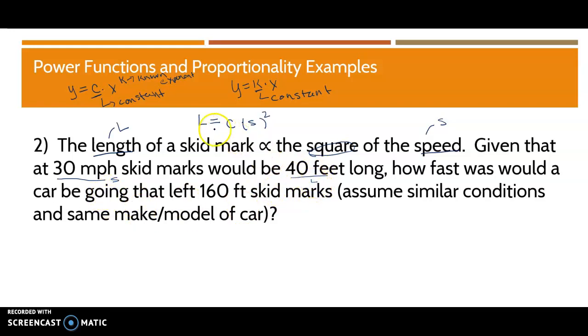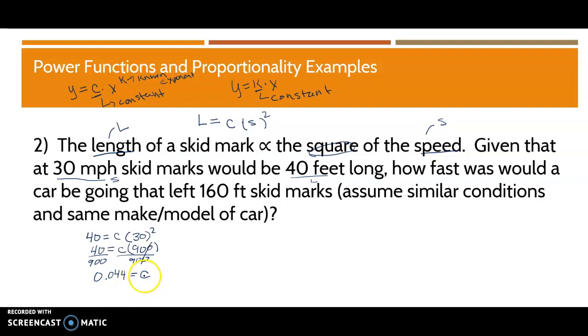And this ordered pair can be plugged into my formula in order to find this constant. So length of skid mark is 40 feet, is some constant times 30 squared. So I have a little bit of math and algebra to do. So 40 is equal to C times 900. Divide by 900 on both sides. And I get C, the constant is, and I rounded my decimal to 3 decimal places, so 0.044. And you can follow directions on the problem that you're working with.